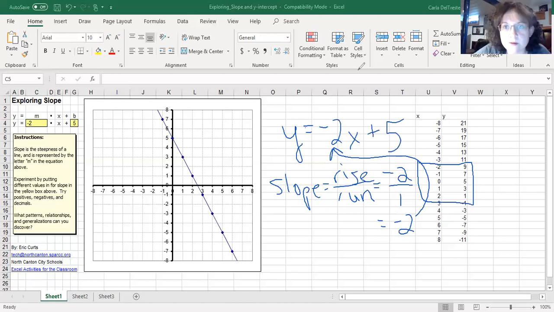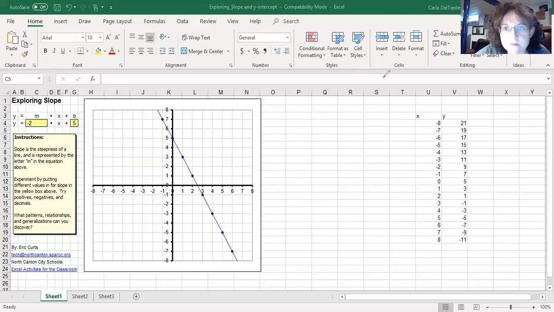Let's try it one more time. Let's change this value to be a fraction. Let's change it to be 1/2.